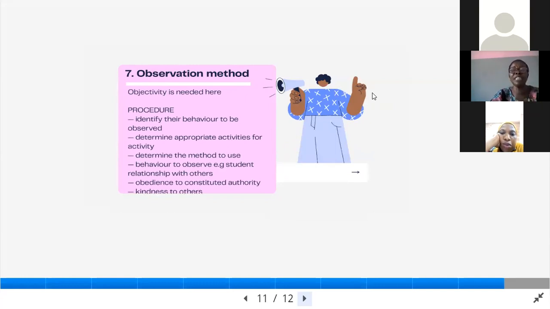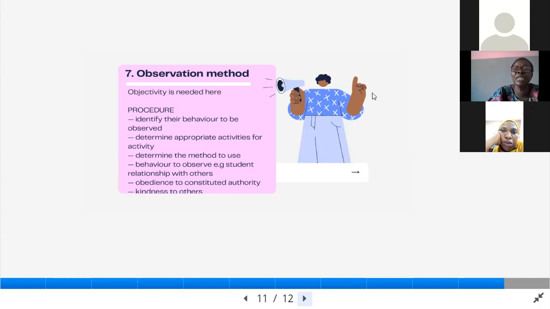For you to observe the child, you have to be very, very sincere. You have to be very objective. You don't play partiality, you see, and we determine appropriate activities for real activity. We want to do it in class. The behavior you want to observe in the students should be the kind of relationship they keep.